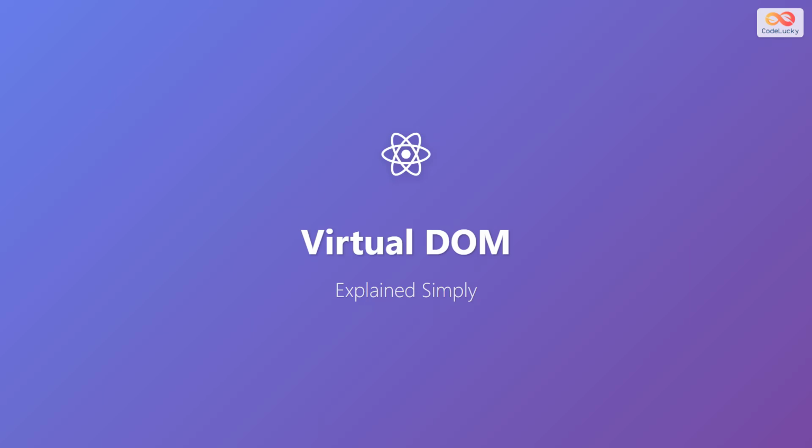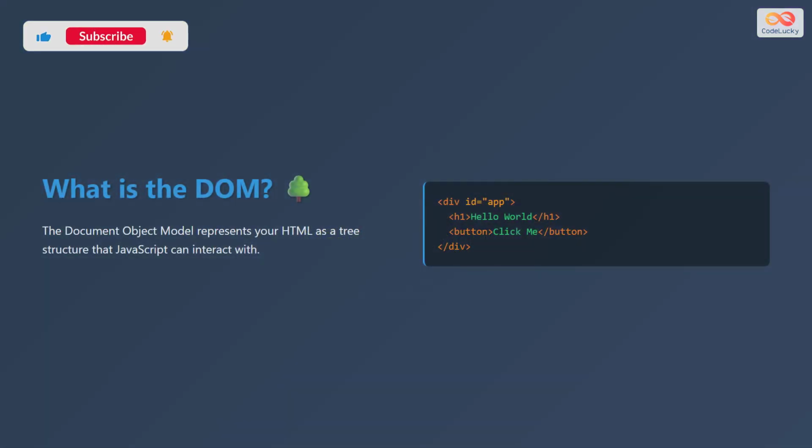Let's explore the concept of the Virtual Document Object Model, often called Virtual DOM. We will explain it simply so anyone can understand. The Document Object Model, or DOM, represents your hypertext markup language, or HTML, as a tree structure. Think of it like a family tree but for your web page elements. JavaScript can interact with this tree, manipulating the content, structure, and styles of your web page dynamically.